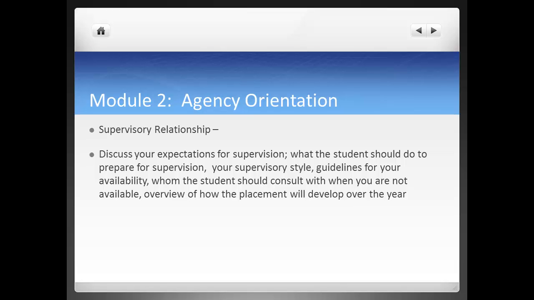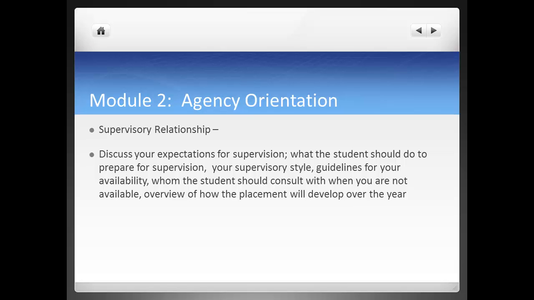If you have a student who prefers to observe someone else doing the task that's been assigned first before they try to perform the task themselves, again, you may want to discuss some ways to bridge that gap. Also talking about guidelines for your availability. If you are not in the agency on the days that your student is there on a consistent basis, who else can the student consult with if they have questions or concerns that come up?